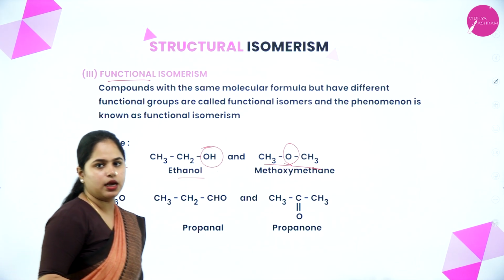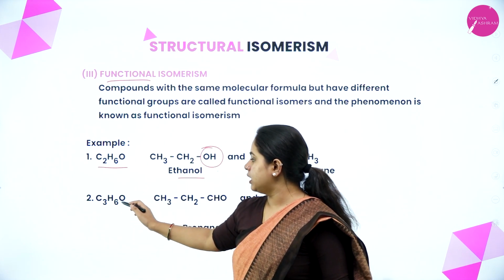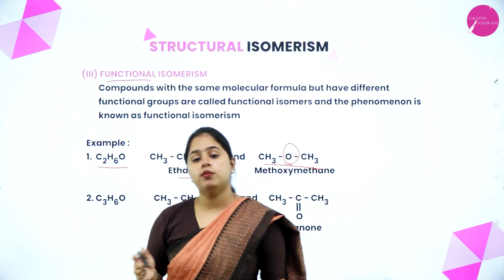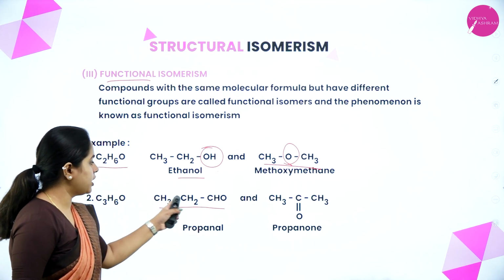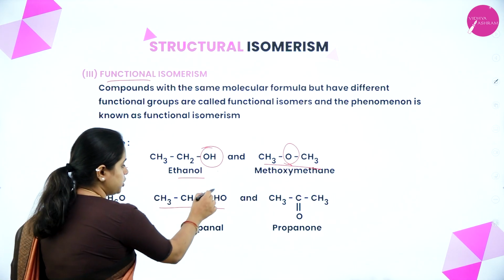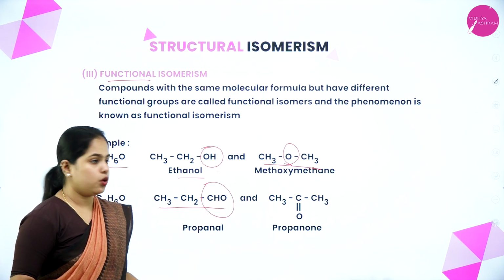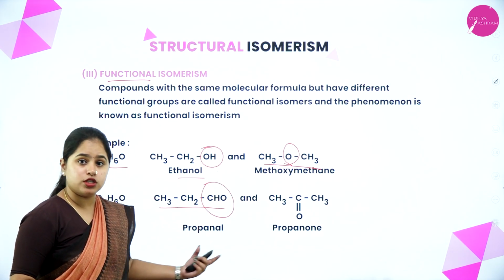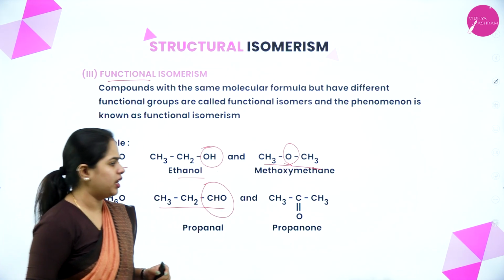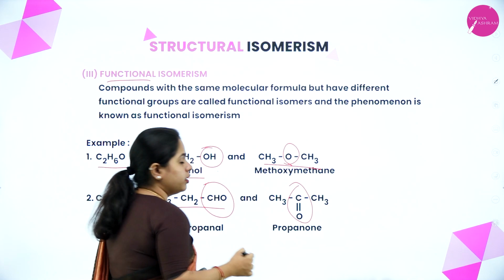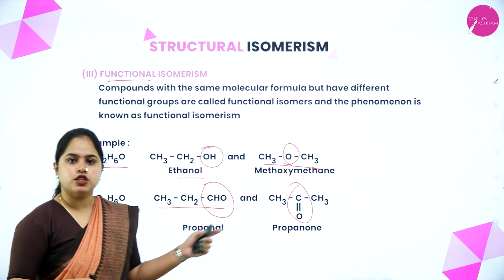Let's take one more example. As you can see here, C3H6O. The molecular formula is C3H6O. So one possibility is CH3, CH2, CHO. Now the functional group here is aldehyde. So how many carbon atoms are there? 3. So it is propanal, right? Now the same molecular formula, I can arrange it in this form also. Now what did I get? A ketone, right? So is this same?